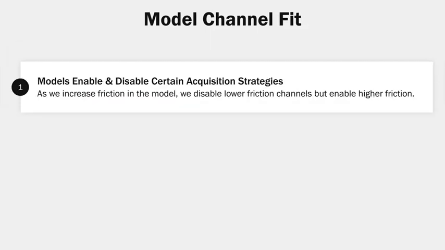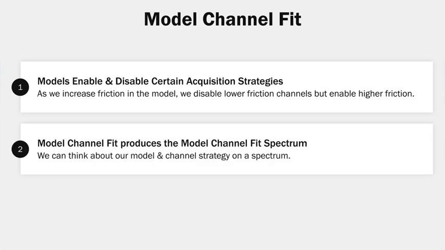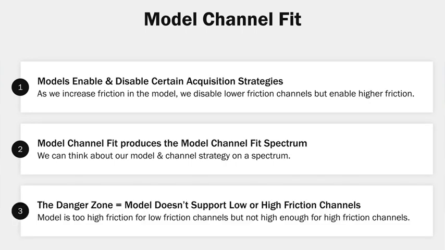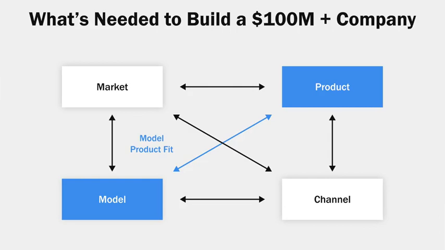So in summary, once again, model channel fit is about how our model friction enables or disables certain acquisition strategies. Model channel fit produces what we call the model channel fit spectrum, and we can make sure that we're aligned with the cost and the influence of our different acquisition strategies. And what we want to watch out for is this danger zone where our model doesn't support the low CAC, low influence channels or the high friction channels. In the next lesson, we're going to start exploring the next model fit, what we call model product fit.